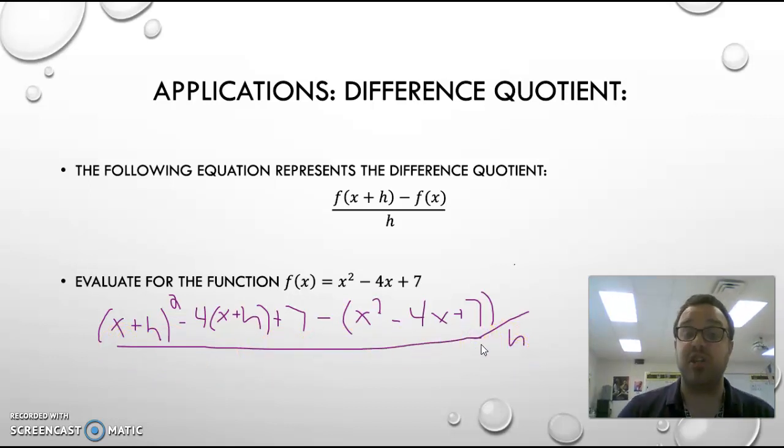What I want you to do is go ahead and evaluate this, okay? I want you to simplify this. I want you to do x plus h squared. FOIL that out, okay? Distribute this -4 through. Distribute the negative through here. Combine like terms. See if anything will simplify or cancel, okay?